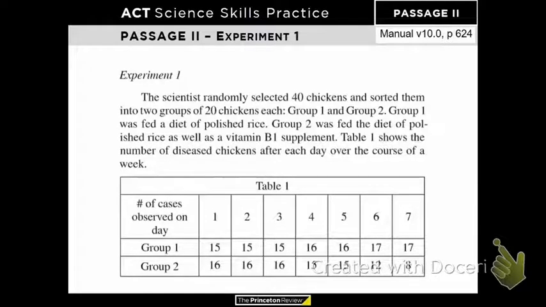We're looking at 40 chickens split up into 2 groups. Group 1 was fed a diet of polished rice. Group 2 was fed a diet of polished rice as well as vitamin B1 supplement. And it shows the number of diseased chickens, so that's kind of helpful, after each day over the course of the week. Okay, so as the days are increasing here, it looks like the number of diseased chickens does seem to increase for group 1, but it's decreasing for group 2, so I can draw my arrows.